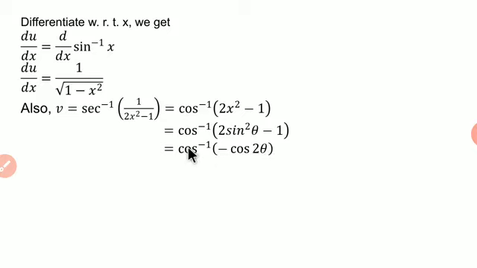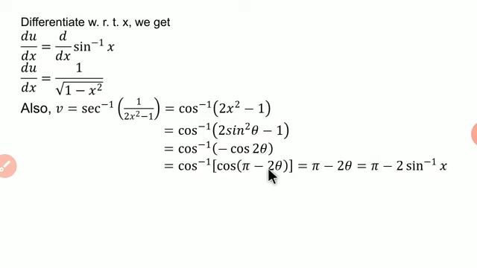Now we know the formula for cos inverse of cos theta is theta. But here is a minus sign. And we know the cosine function is negative in the second quadrant and third quadrant. Now I write it in the second quadrant. So here we can write it as cos of pi minus 2 theta. So here we get cos inverse of cos of pi minus 2 theta, which is equal to pi minus 2 theta, and which is equal to pi minus 2 sine inverse of x.